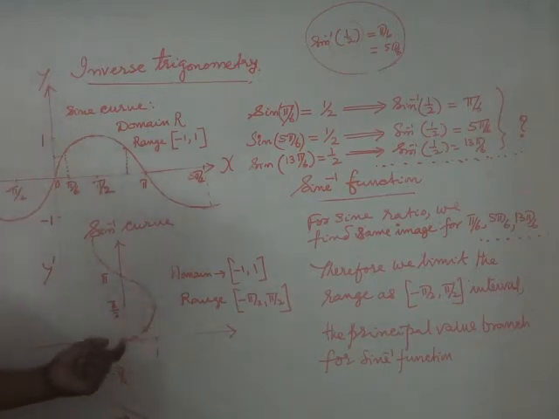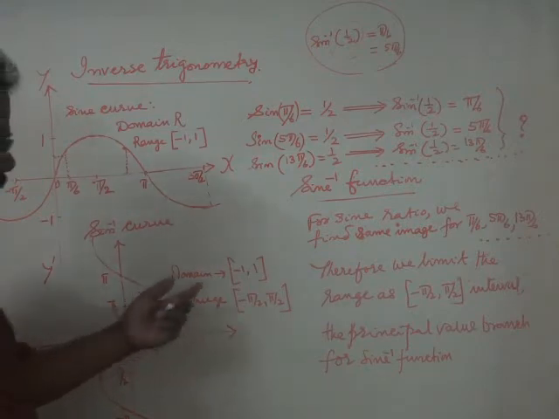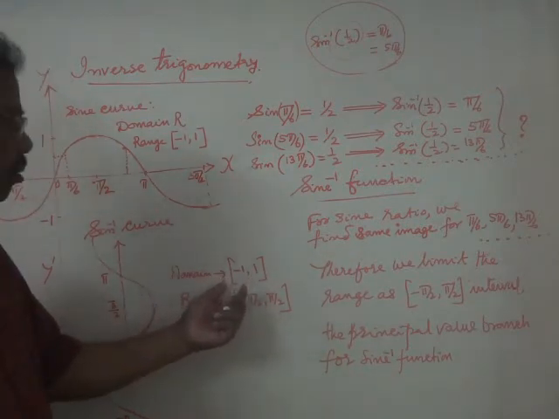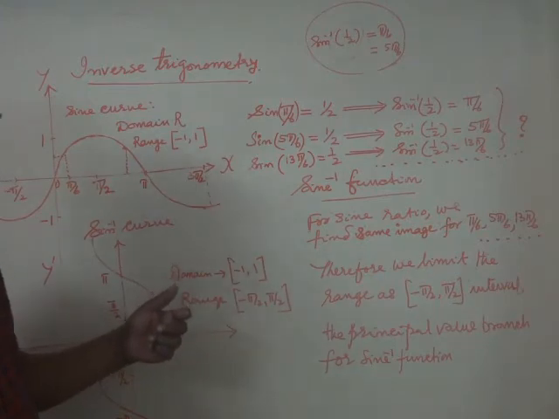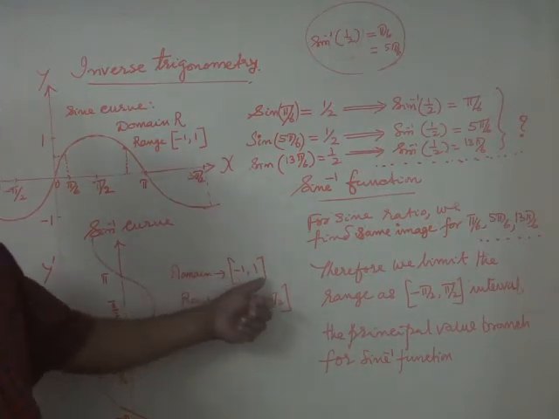With respect to sine inverse function, if we take the interval in the range that is minus pi by 2 to pi by 2, there will be no confusion. And the domain is from negative 1 to 1. All real numbers ranging from negative 1 to 1 will be the domain for the inverse function.